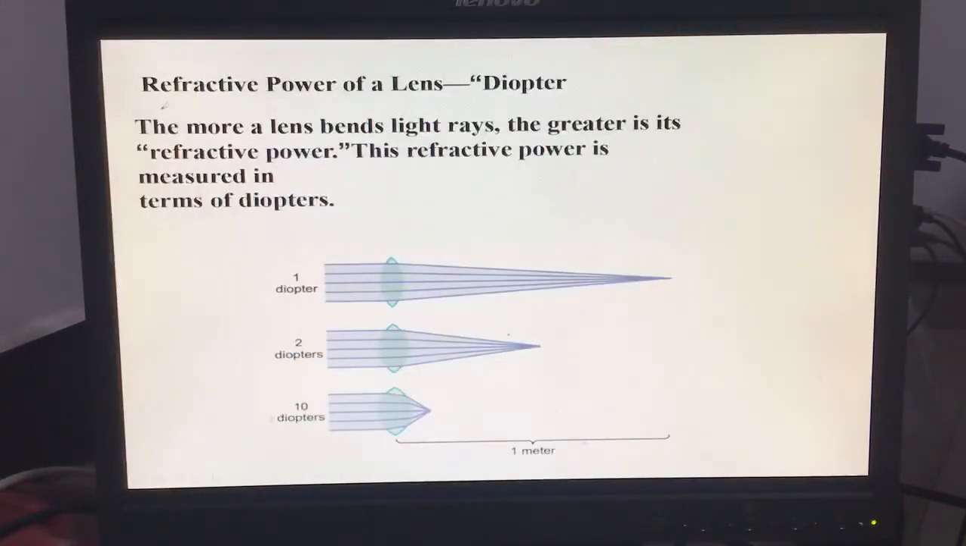Okay, now let's move on to another terminology. We're talking about refraction. The refractive power we measure in diopters. How much, for example, your three lenses are given here. All these three lenses: the first one diopter, the third one diopter, 10 diopter.